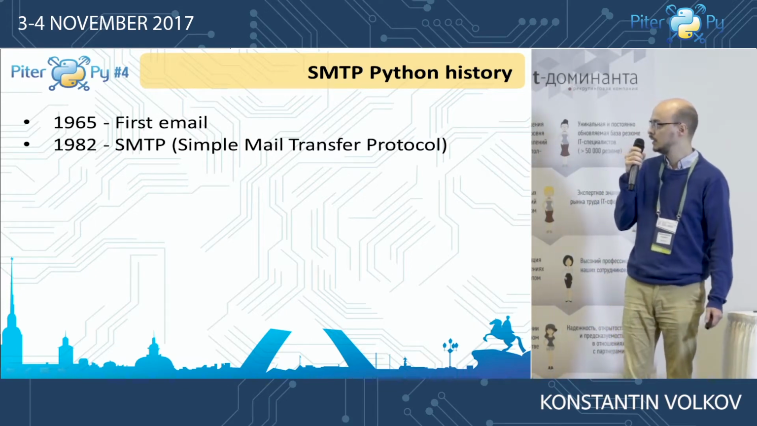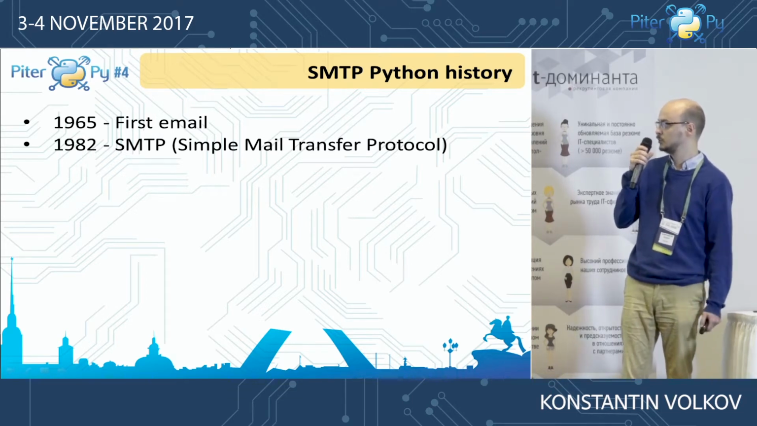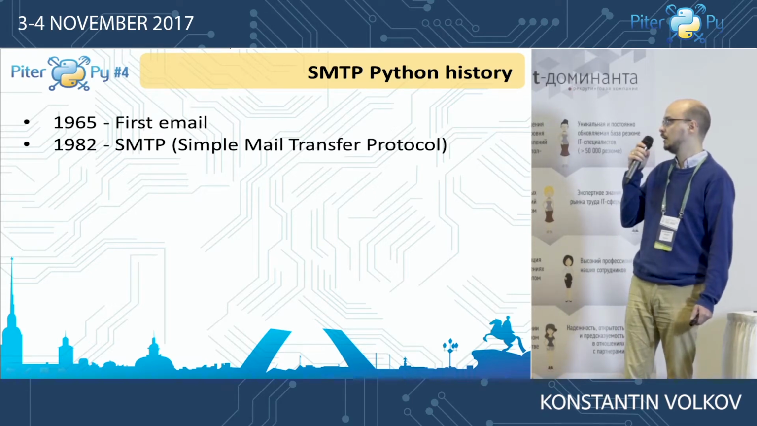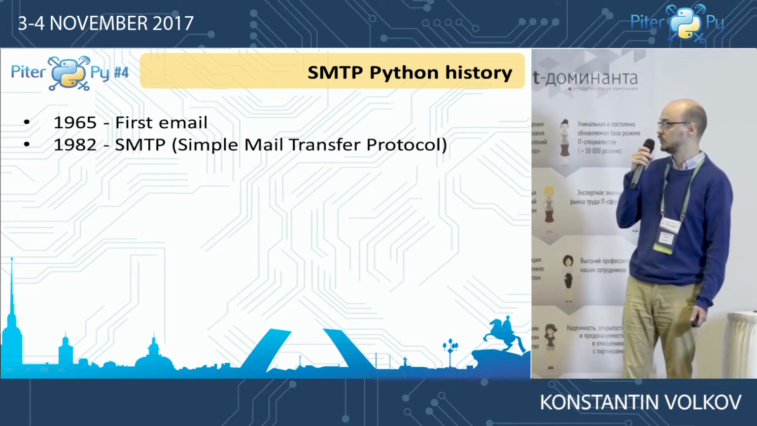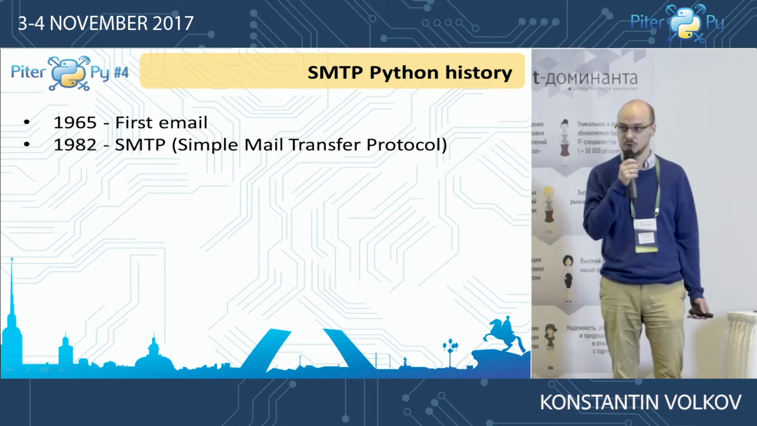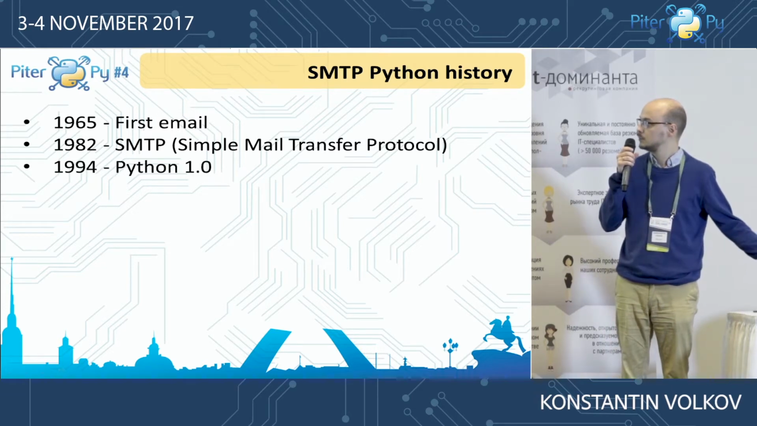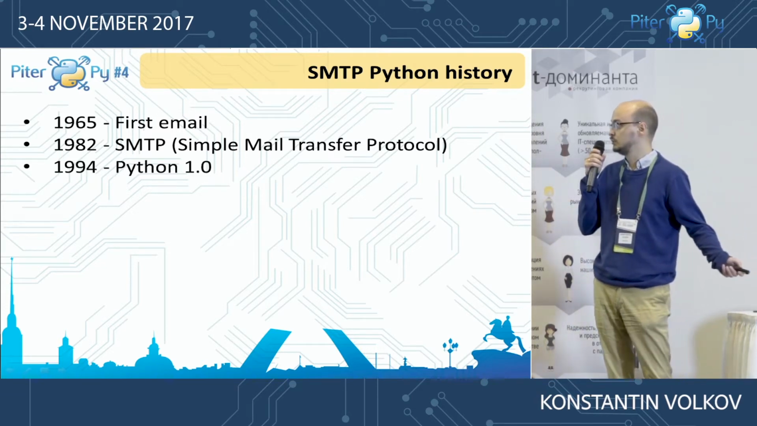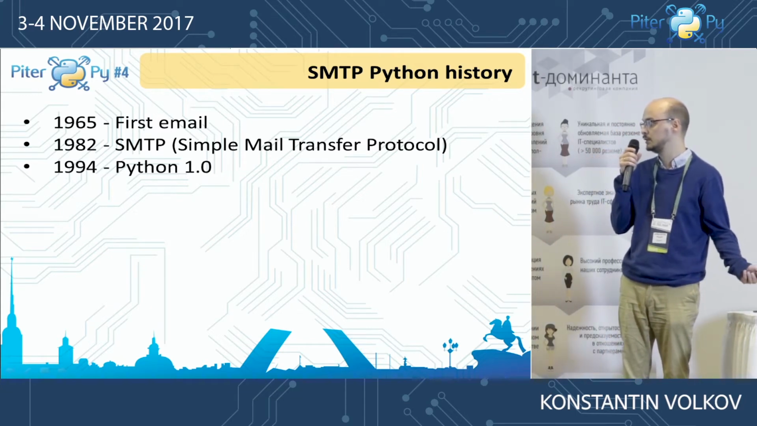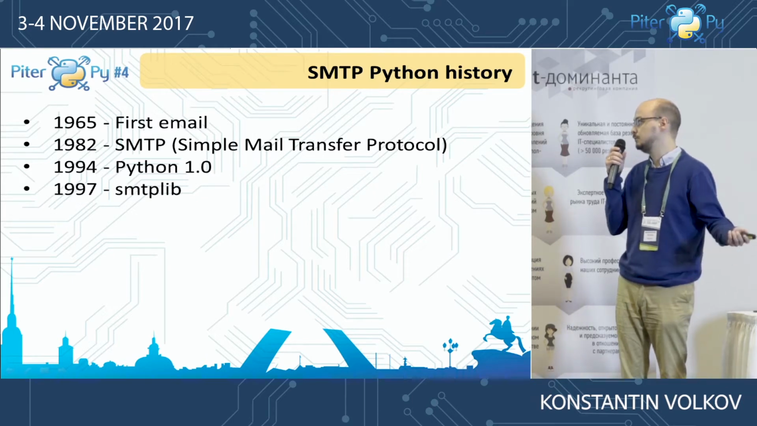So when did the SMTP protocol come into being? Quite long ago. The first email emerged in 1965, and the SMTP protocol emerged in 1982, and it exists unchanged until now. And Python emerged in 1994, so 12 years later.